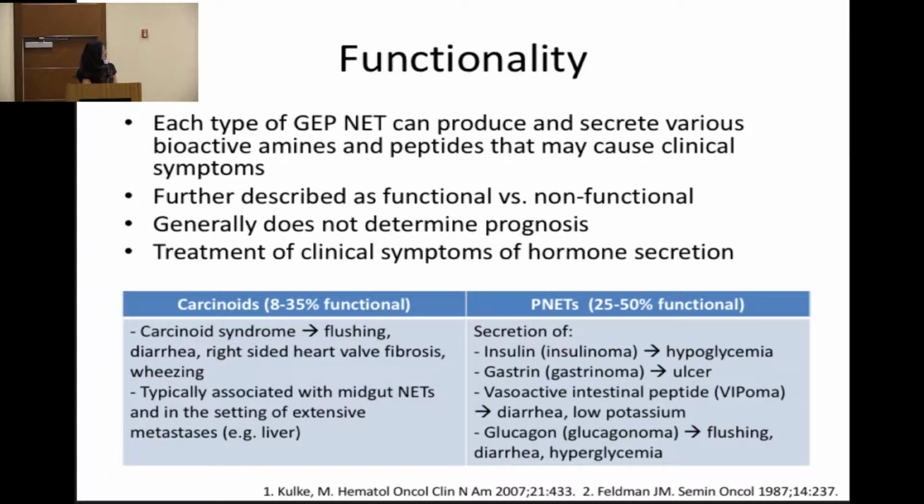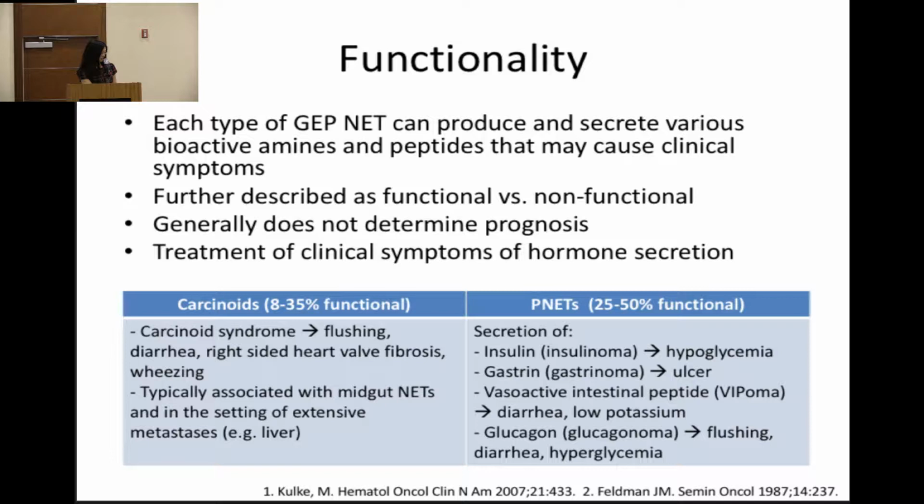With PNETs, there are many different types of syndromes depending on the hormones that are released. And so these are listed here. I'm not going to go through all of them, but if the tumor secretes insulin, then you get hypoglycemia; gastrin, you get ulcers, etc. In general, we think that whether a tumor is functional or not really does not determine the prognosis. The prognosis is still primarily driven by the grade and the stage.